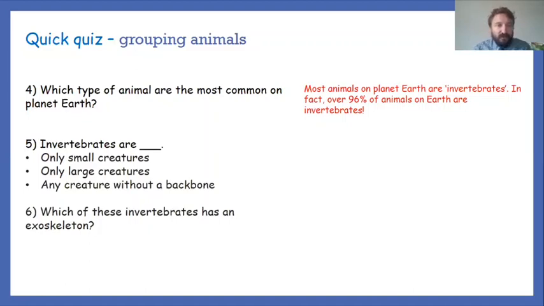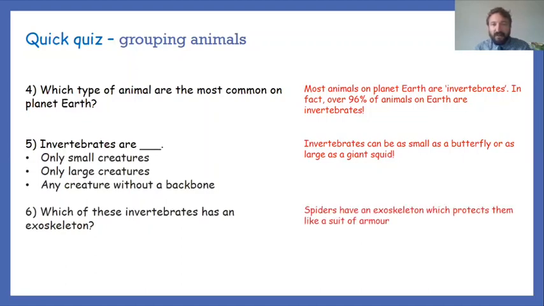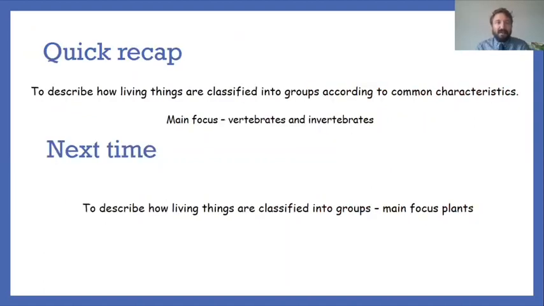Invertebrates are, and you need to finish the sentence here, only small creatures, only large creatures, any creature without a backbone, okay? And then let's have a look. Well, here we go. Invertebrates can be as small as a butterfly or as large as a giant squid. And then number 6, which of these invertebrates has an exoskeleton? So that was quite a cool word, okay? Spiders have an exoskeleton which protects them like a suit of armor.